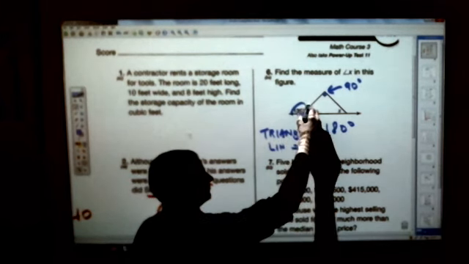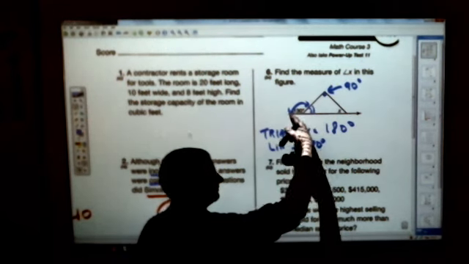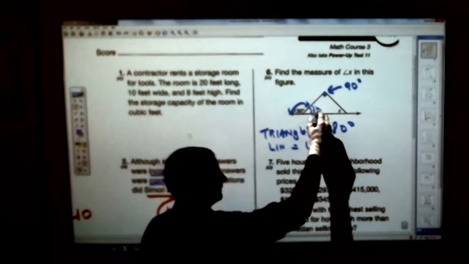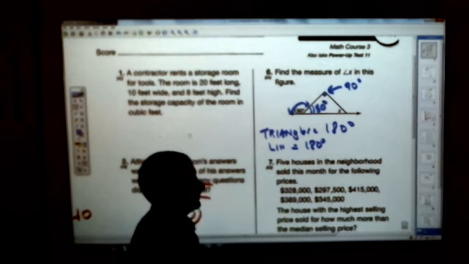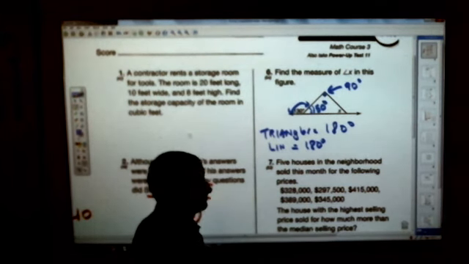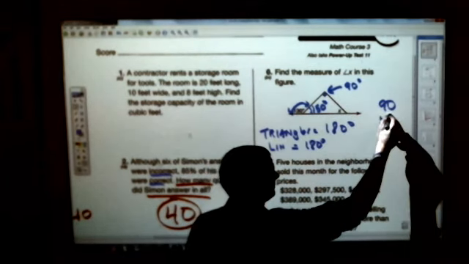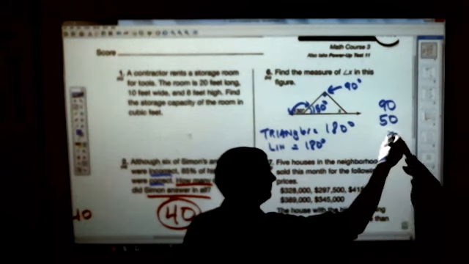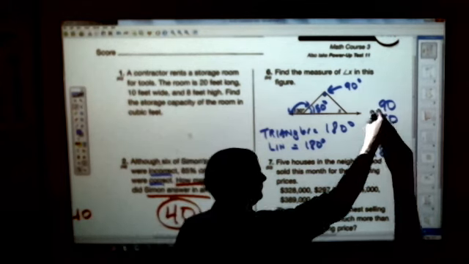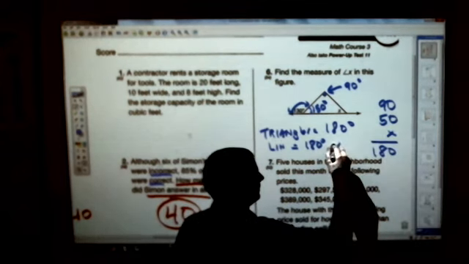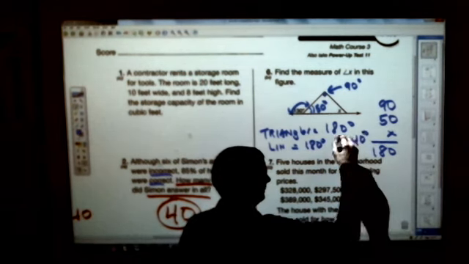So here's the deal. I know this is 130 degrees. What angle added to 130 will give me this straight line? That angle there has to be 50 degrees, because 50 plus 130 is that 180 straight line. Then once I know that, I have 90 degrees, I have 50 degrees, and I need another number, and that has to all add up to 180 degrees. 90 plus 50 is 140. 140 plus another 40 degrees gives me that missing angle.